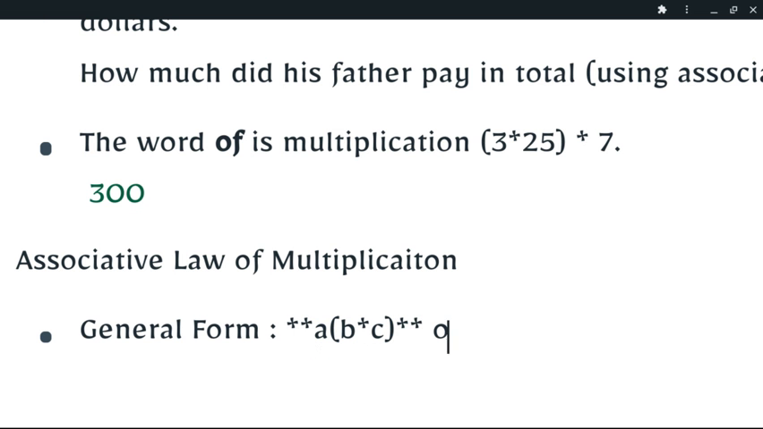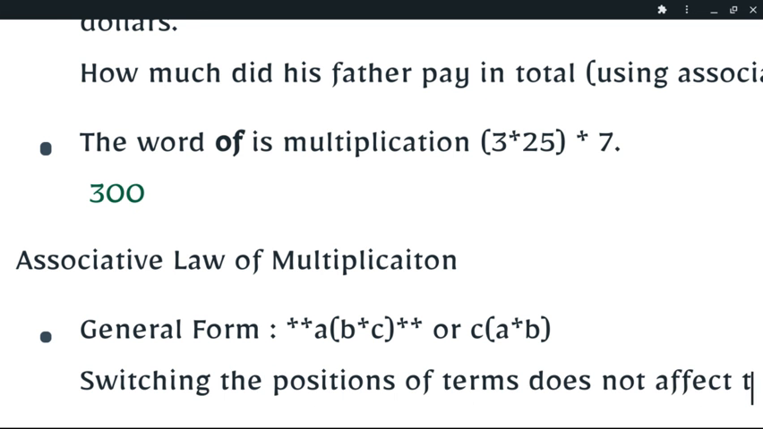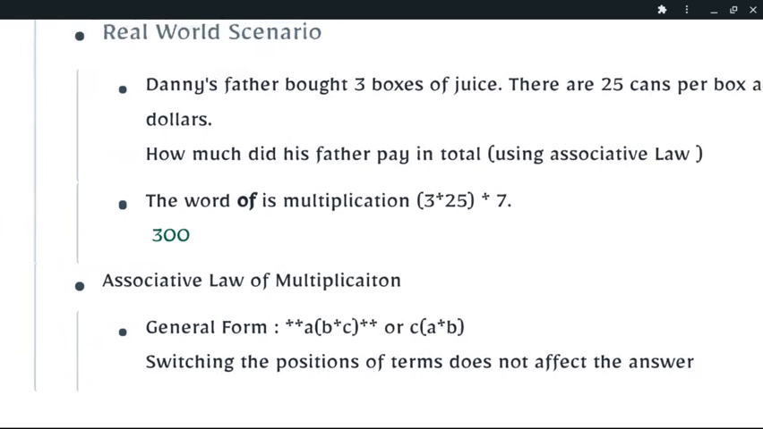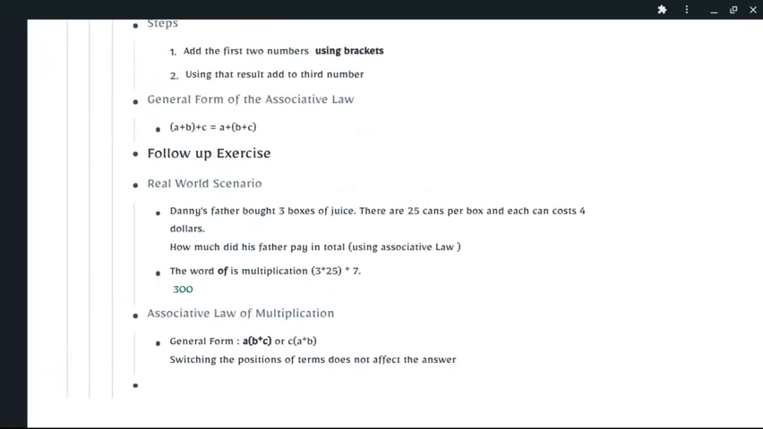Or we could have said, C bracket A times B. So we could switch positions. Switching the positions of terms does not affect the answer. All right. Write that right there. Multiplication. All right. That's pretty much it.